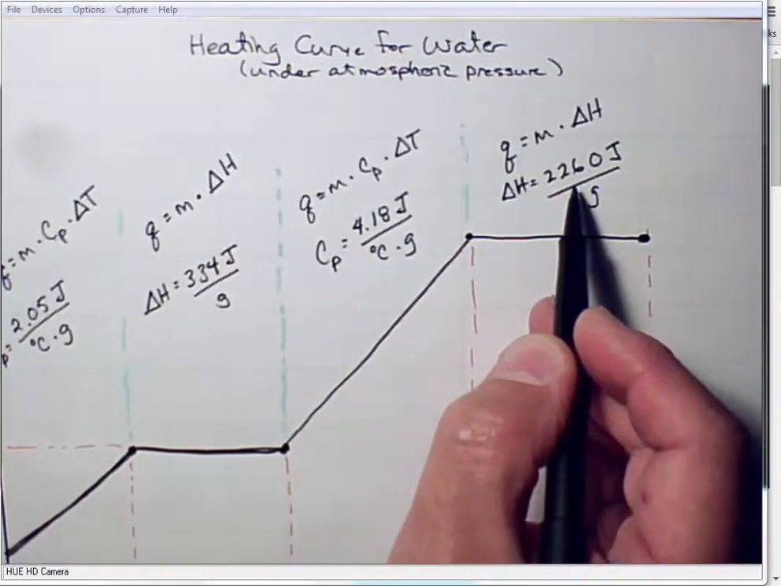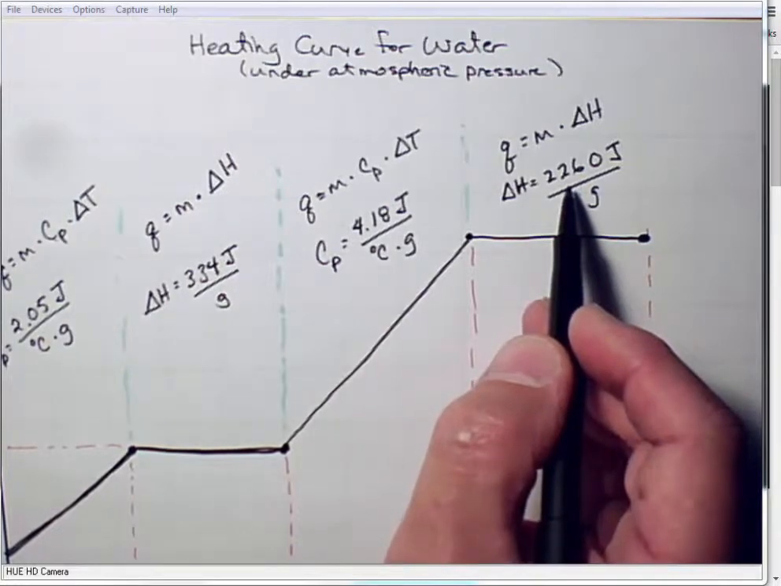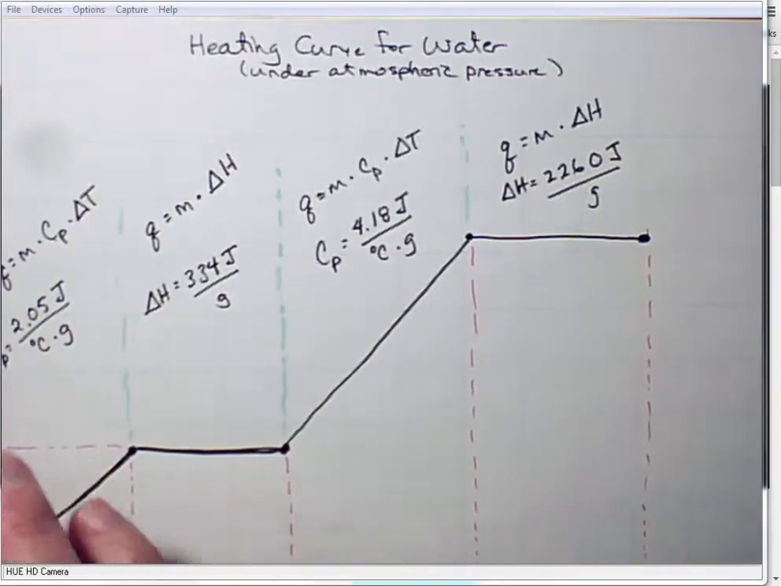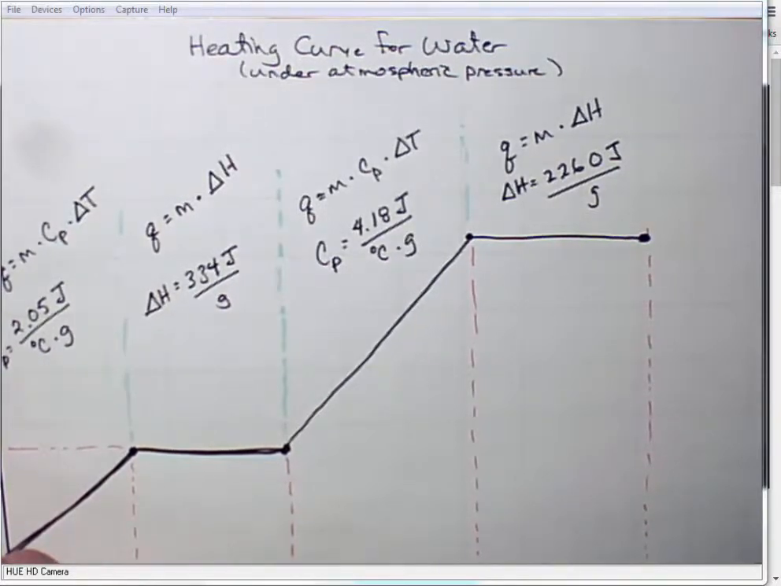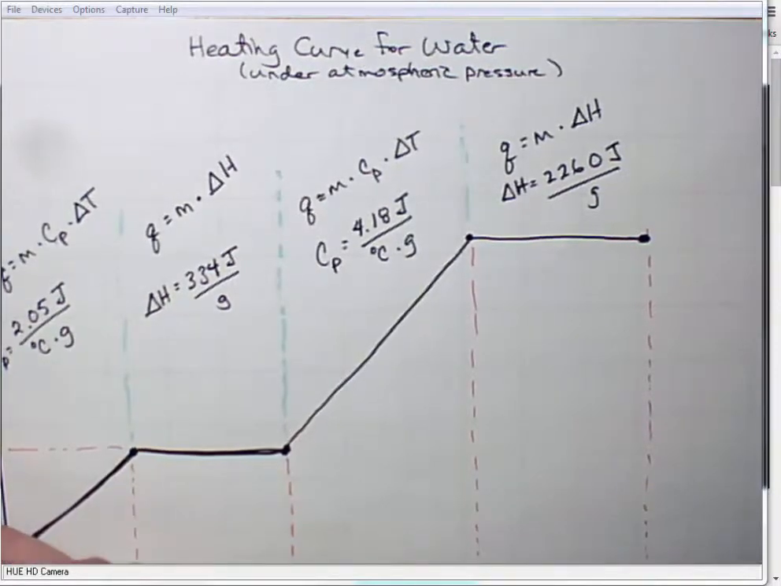And the fact that that's a big number is one explanation for why steam burns so badly. It's not the steam that burns you. It's the condensing of the steam on your skin that burns you, because it transfers that heat energy to your skin.